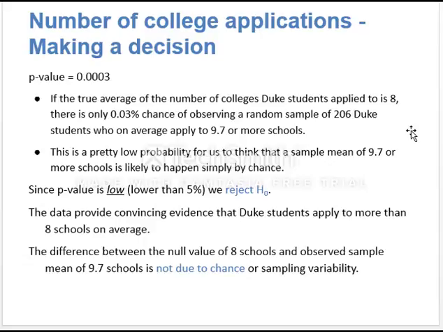There's only a 0.03% chance of observing a random sample of 206 students who apply to 9.7 or more schools if the null value really is 8 for the population we're sampling from. So this is pretty low. So we'd reject the null hypothesis and say probably Duke students do apply to more schools than just 8. The difference between the null value of 8 and the observed sample mean is not due to chance or sampling variability, but is due to real distinct differences, decisive differences between Duke students and other college student populations.